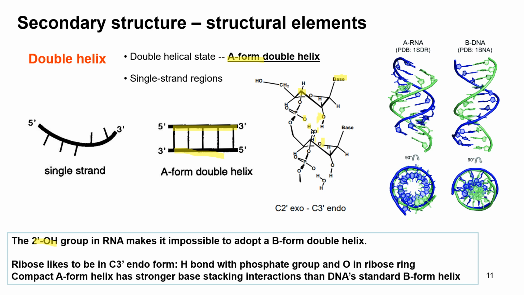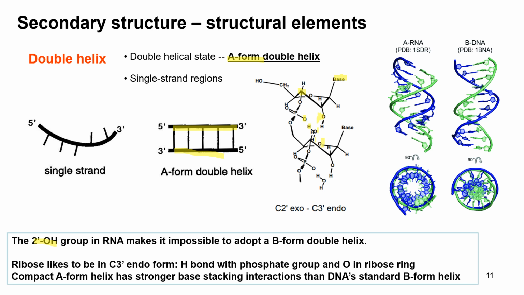Earlier, we also talked about how the RNA double helix is more thermodynamically stable. This is because it's not just the hydrogen bonding between complementary strands that helps to stabilize the double helix. The van der Waals interactions and base stacking between neighboring bases are also important.